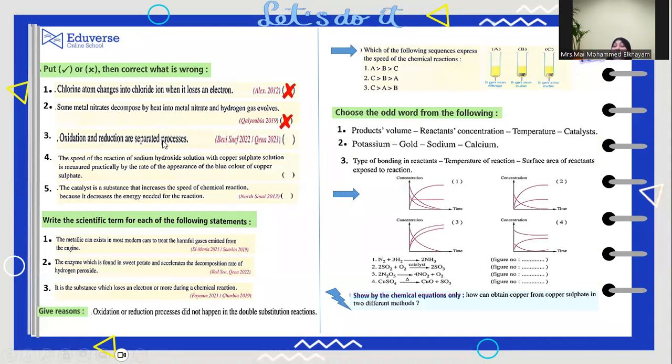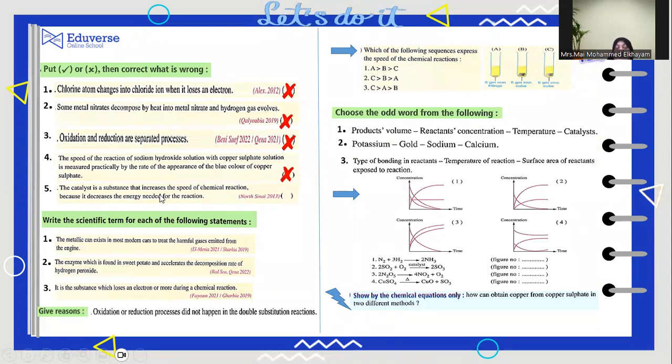Oxidation and reduction are separated processes? No, this is one of the important questions also. Oxidation and reduction are concurrent processes because the number of gained electrons is the same as the number of lost electrons. The speed of the reaction of sodium hydroxide solution with copper sulfate solution is measured practically by the rate of appearance of the blue color of copper sulfate. This is wrong. It is by the rate of disappearance of the blue color of copper sulfate because this is one of the reactants. Or we can say by the rate of appearance of the blue precipitate of copper hydroxide because this is the product.